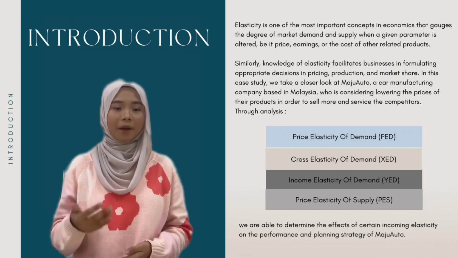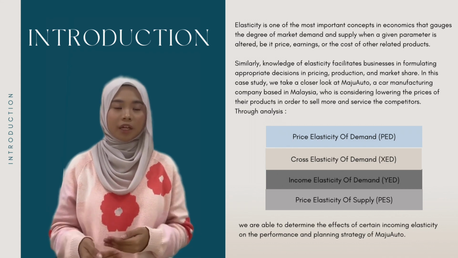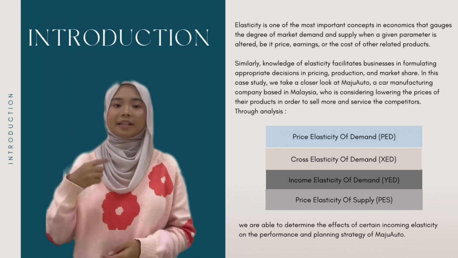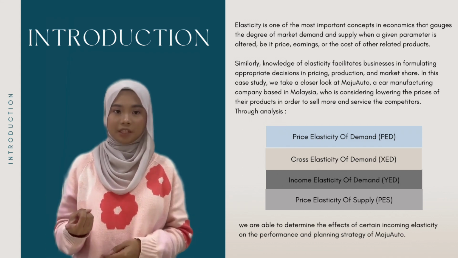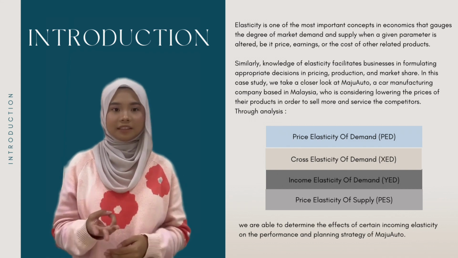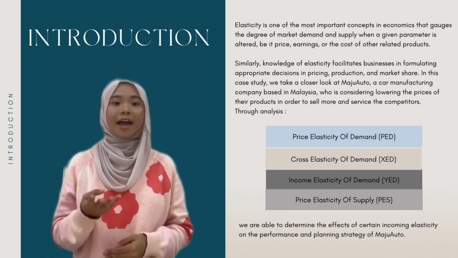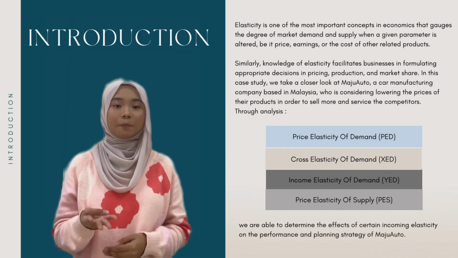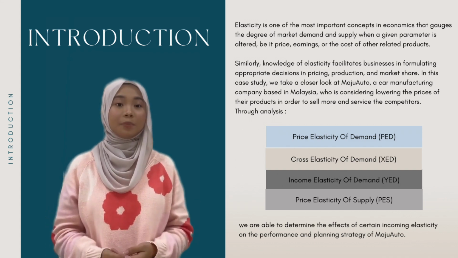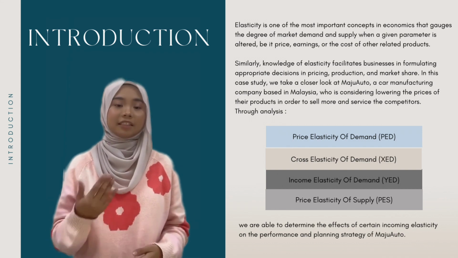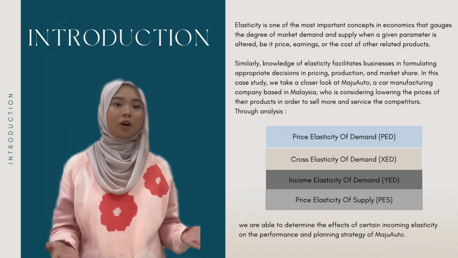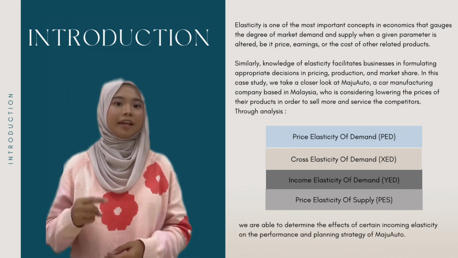To analyze the impact of this decision, we will explore four key types of elasticity, which are price elasticity of demand (PED), cross elasticity of demand (XED), income elasticity of demand (YED), and price elasticity of supply (PES). By understanding these factors, businesses can predict market behavior and adjust their strategies effectively. Now, let's explore each type of elasticity in more detail.